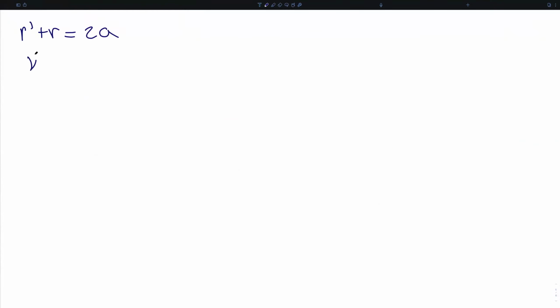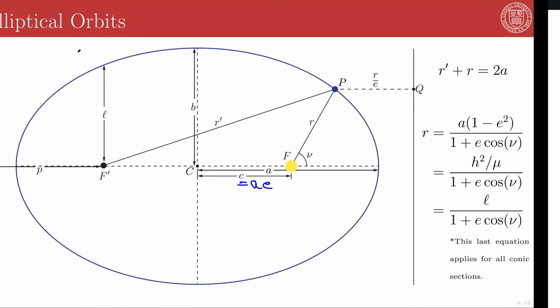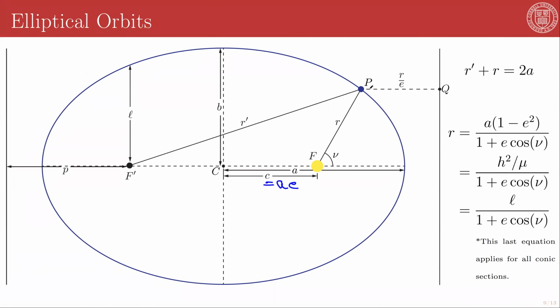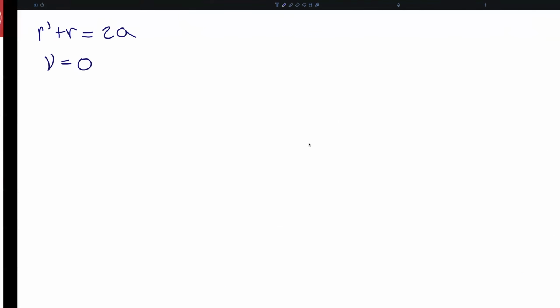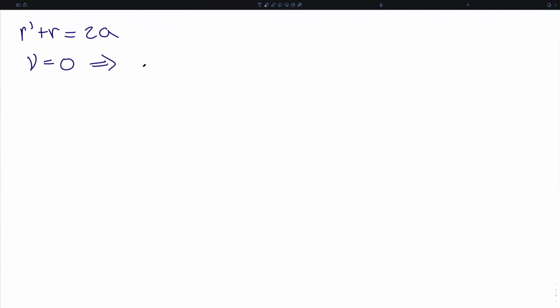Let's consider the case where nu is equal to 0. In this case, we have this segment FP lying along the axis, measured this way, and the segment F prime P, or what we're calling R prime, lying along the same axis so that it lies on top of R. In this case, we can then write, and you'll notice that this AE term is what we have already defined as the linear eccentricity. That is the distance from the center to the focus. This simplifies to A times 1 plus E.